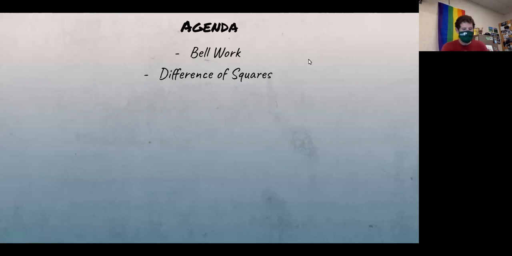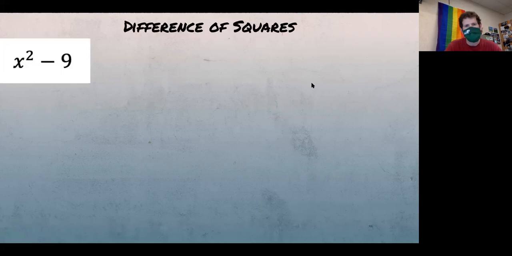Today we're going to be looking at difference of squares. This sounds a little weird. It's a special case of quadratics. So let's look at this real quick. Here's an example of what this might look like.